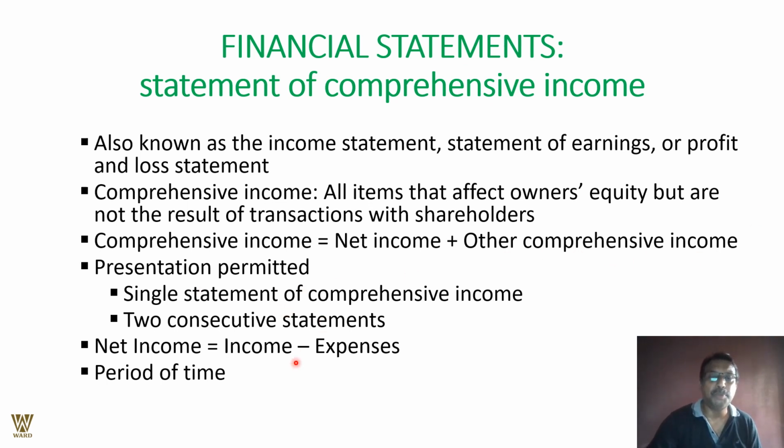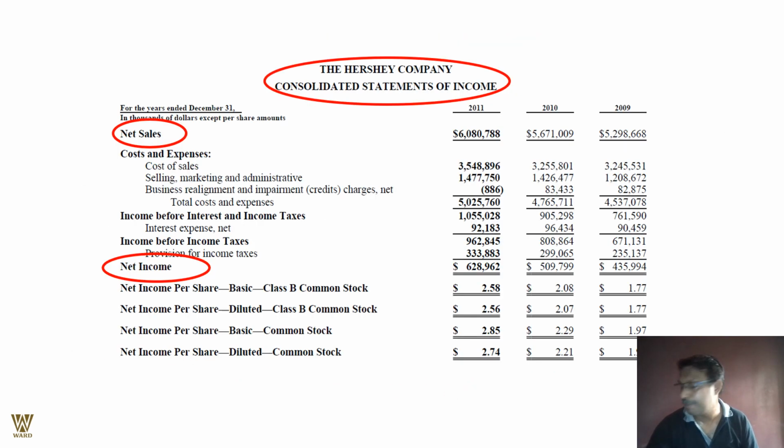So presentation permits a single statement of comprehensive income or two consecutive statements. Remember, net income is the gross income minus the expenses, and you need to mention the period of time as the case might be. Again, the period of time: 2011, 2010, 2009. What was my sales? Approximately, if you look into it, it has been increasing over a period of time.